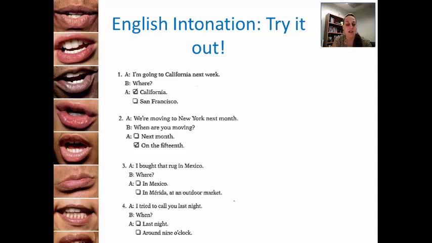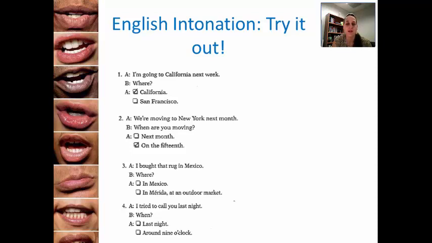I bought that rug in Mexico. Where? In Merida at an outdoor market. I bought that rug in Mexico. Where? In Mexico. Do you notice the difference in the intonation? The first "where" was a falling tone. The second "where" was a rising tone.